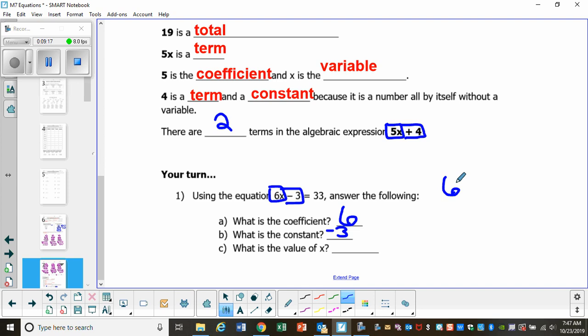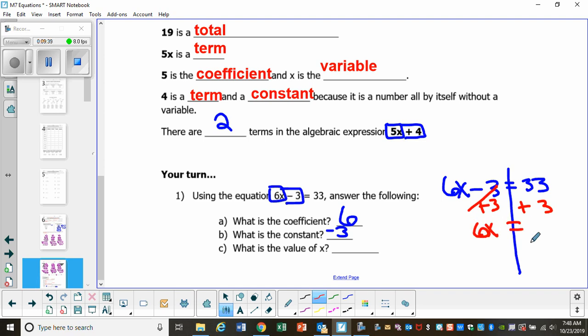So I'm going to rewrite the equation over here so I have room. And then once I rewrite it, I'm going to drop my bar and start solving. So the constant's negative 3. I'm going to add 3 to each side. These go away because of the additive inverse property. 33 plus 3 is 36. Divide by 6 on each side, and x equals 6.